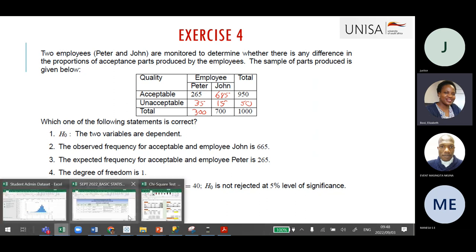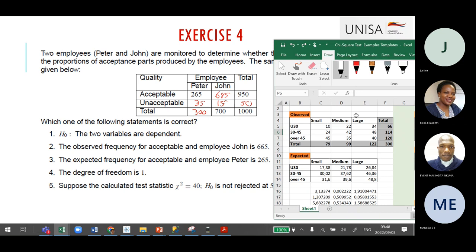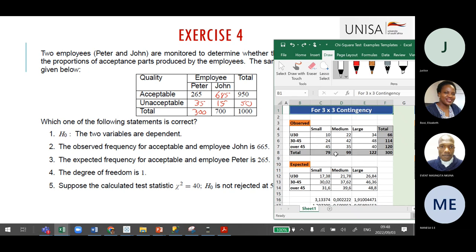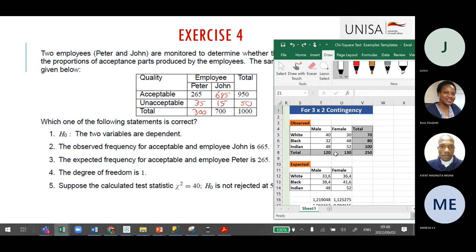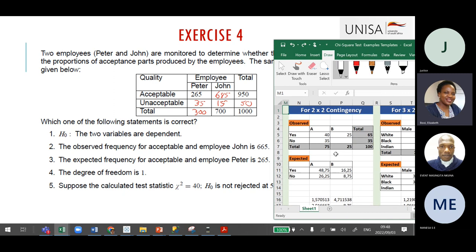Let's use our template. We have a 2x2, so we go and look for a 2x2 template. And I'm going to say acceptable and unacceptable.